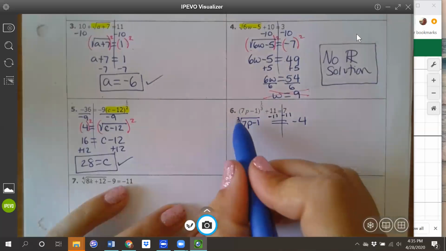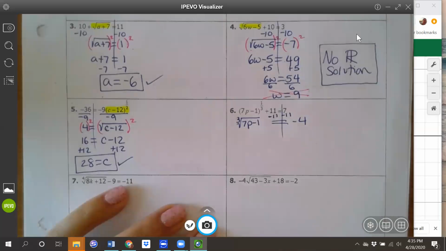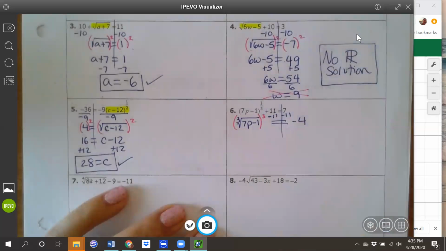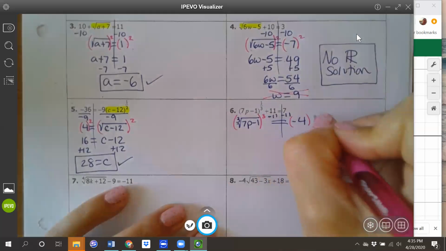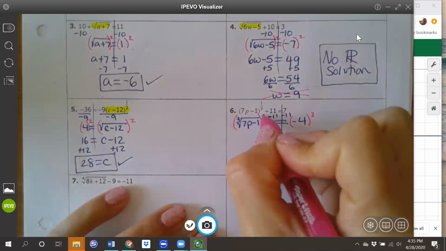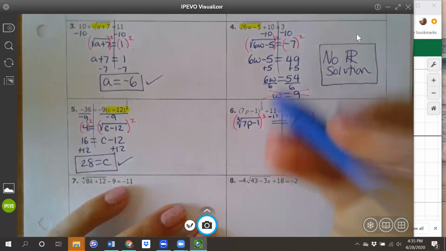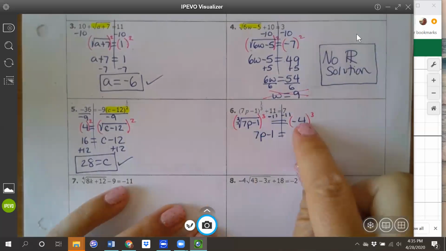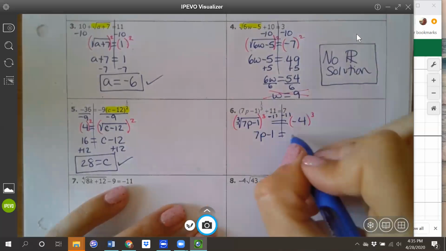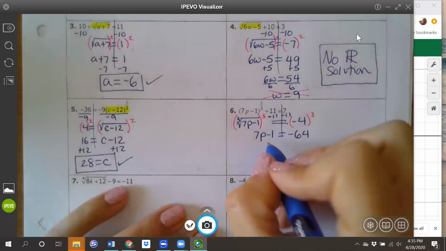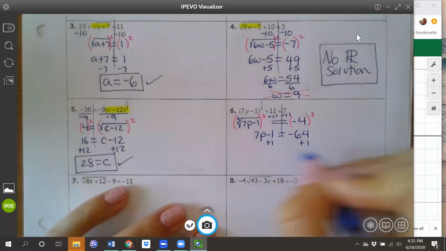All right, so I've got this cube root. How do we kill off a cube root? Cube it. Raise it to the third power, both sides raised to the third power. So the cube root and the cube are going to knock each other out and leave you with 7p minus 1. -4 times -4 times -4 is a -64.